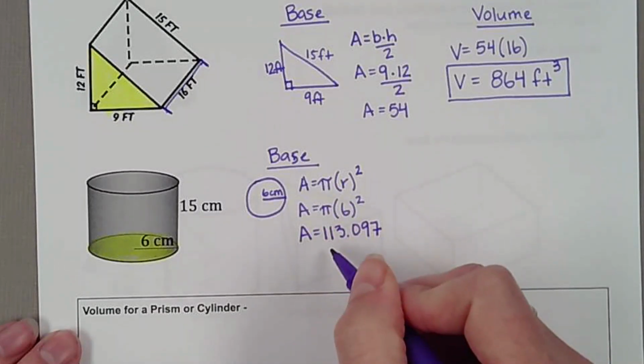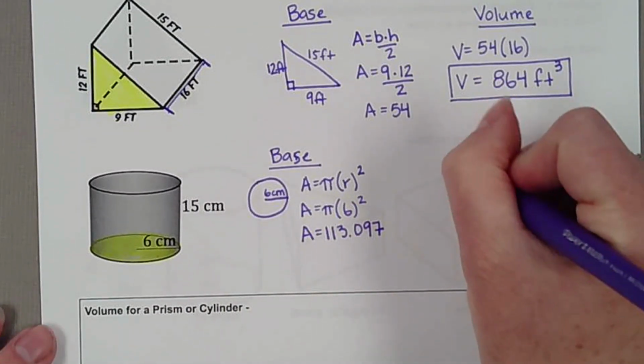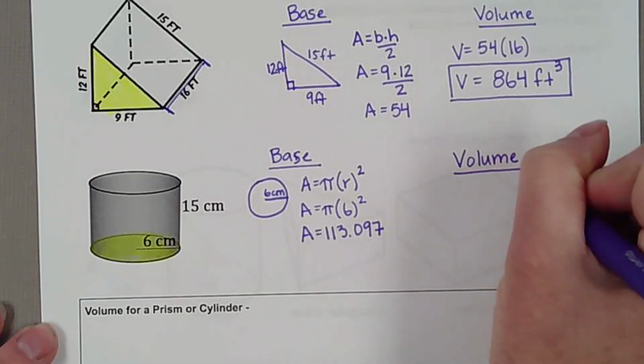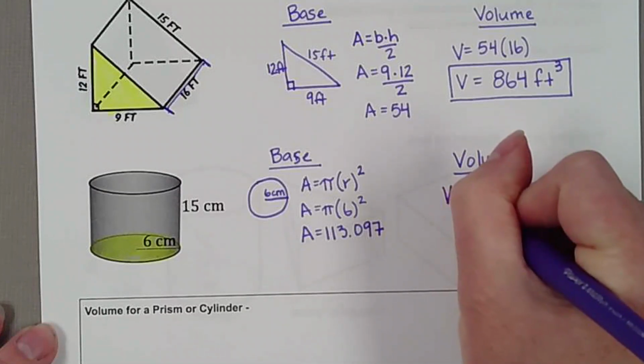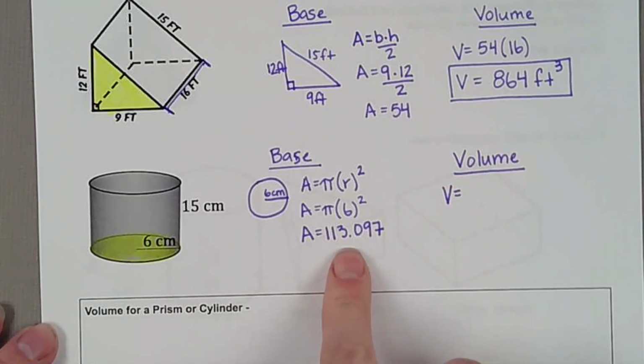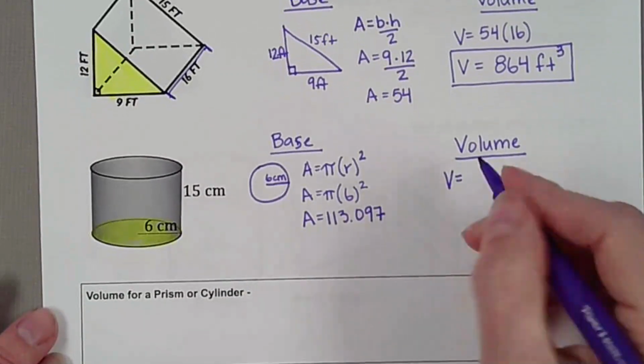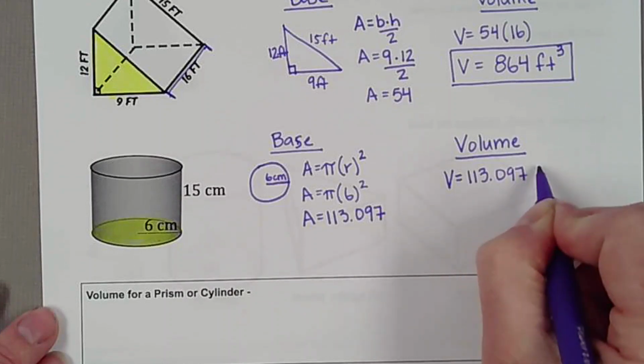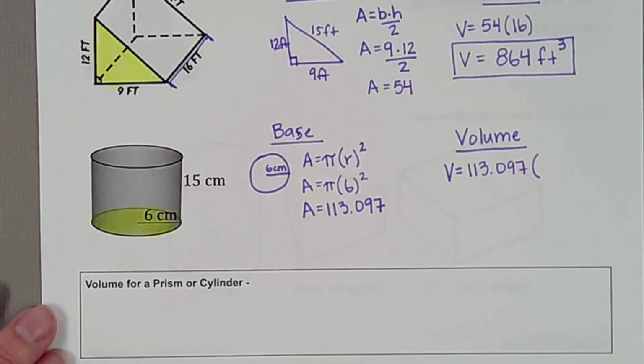But that's the area of the base. I was asked to find the volume, so I have to do another step. In order to find the volume, I could do capital V. I have to do the area of the base. That's this number that I just found, 113.097, times the height of the prism.